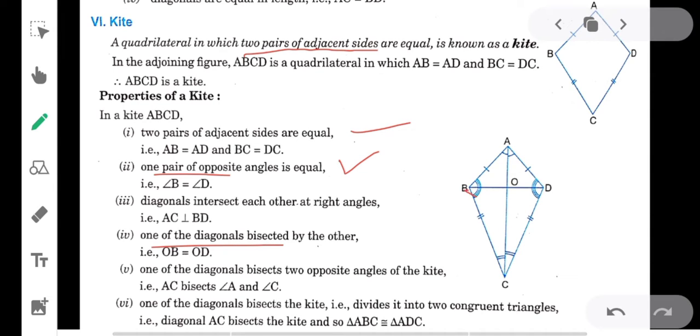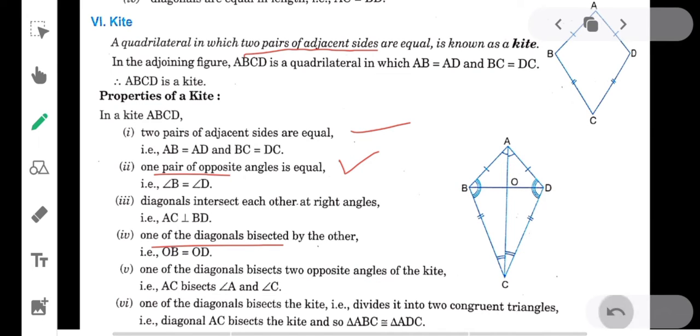That means this diagonal BD. Here in diagonal BD, BO equal to OD. Then one of the diagonals bisects two opposite angles of the kite. That is AC. One of the diagonals AC bisects the two opposite angles, that means angle A and angle C.